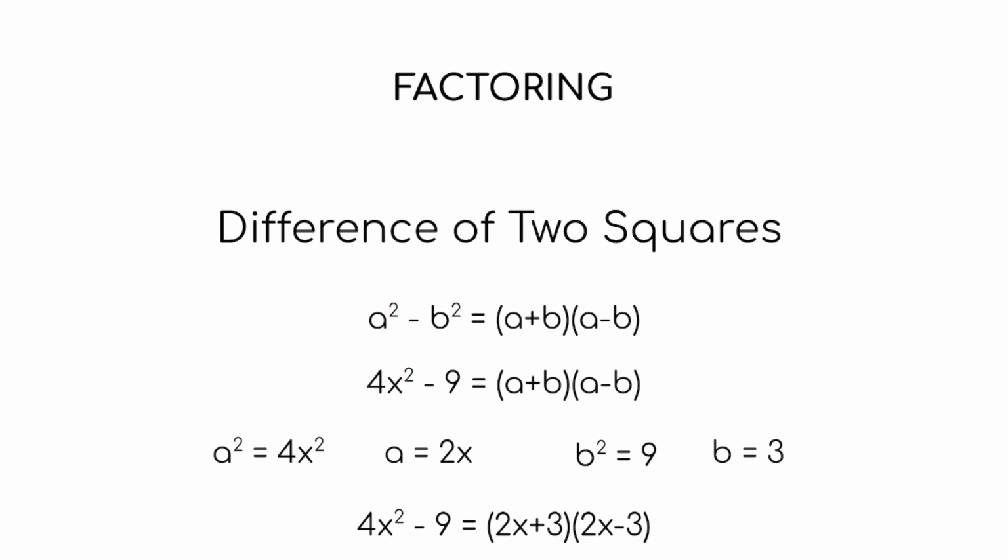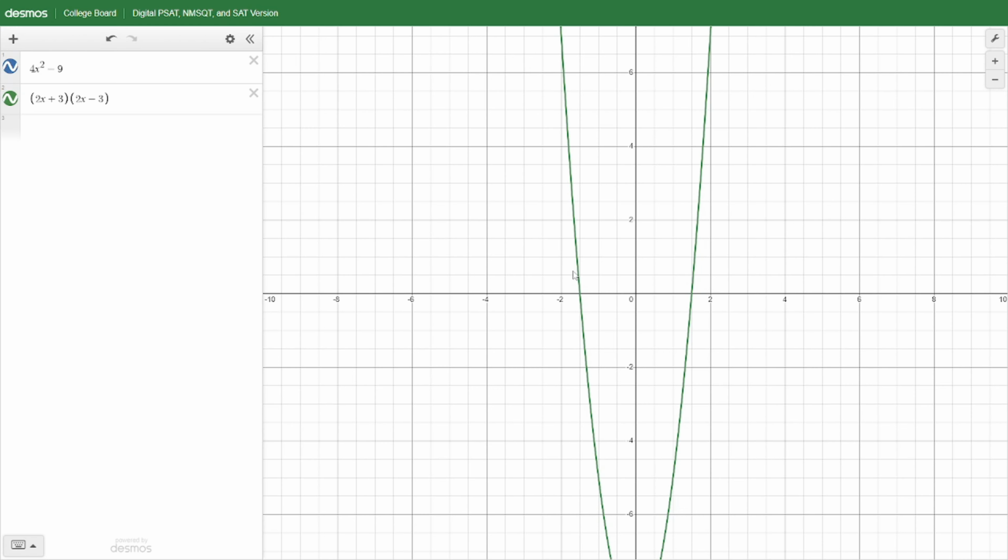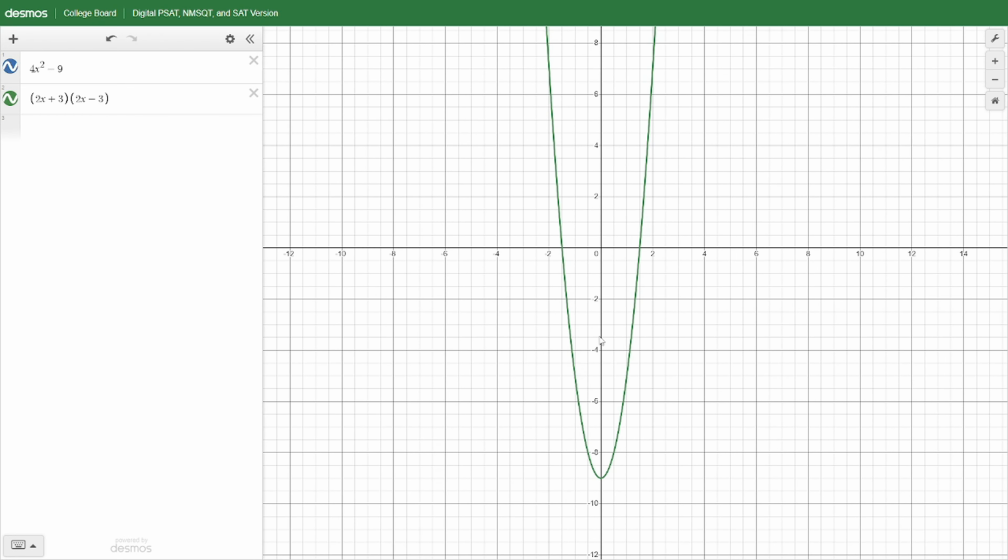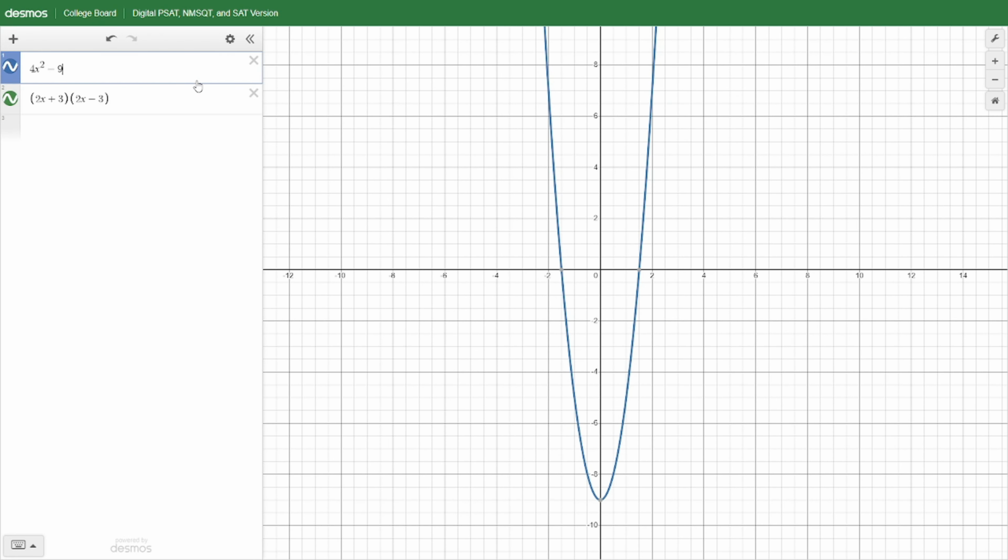And just like the perfect square trinomial, whenever you're substituting in for b, you don't need to include this minus sign right here, so don't think that b should be a negative, because we already accounted for that with this minus sign right here. Here I am on Desmos, and once again, I went ahead and typed in our two expressions, and you can see that the graphs are the exact same, so they're equal.